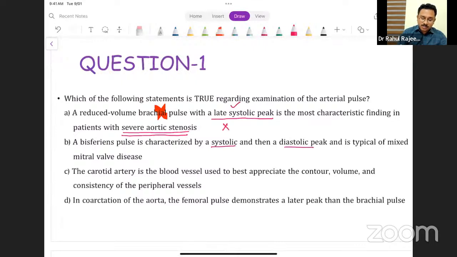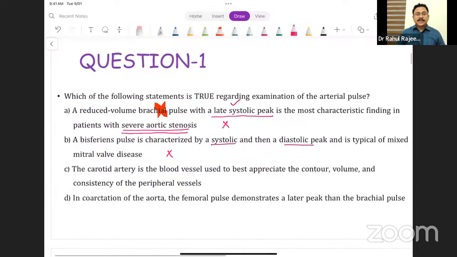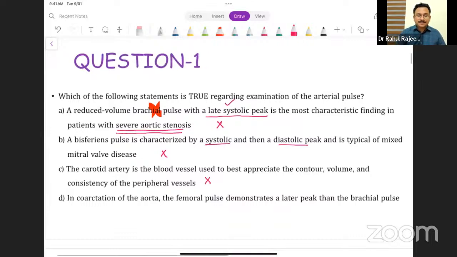So I'm eliminating option 1 and option 2. The third option says the carotid artery is the blood vessel used to best appreciate the contour, volume, and consistency of peripheral vessels. That is wrong. If you want to appreciate the contour, volume, and consistency of peripheral vessels, you will be looking for either the brachial artery or the radial artery and not the carotid artery. So I eliminate option C as well.